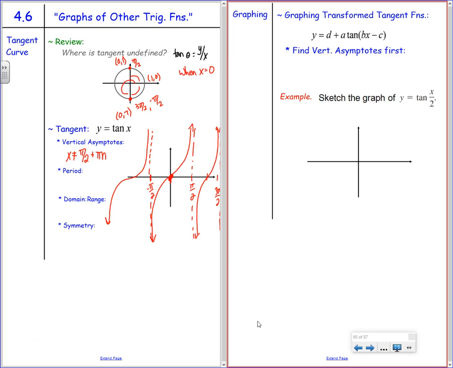Take a second to set up your notes. Anytime there is a blank space, you can pretty much just skip one line, like the period, domain, range, symmetry. But over here, I want you to skip 2 lines.